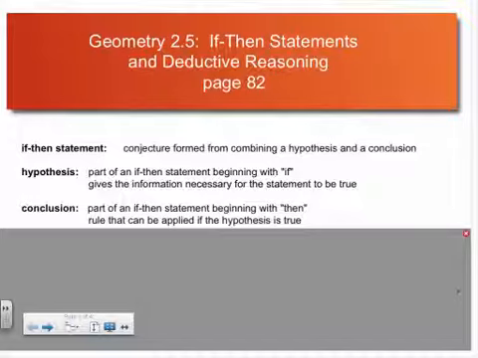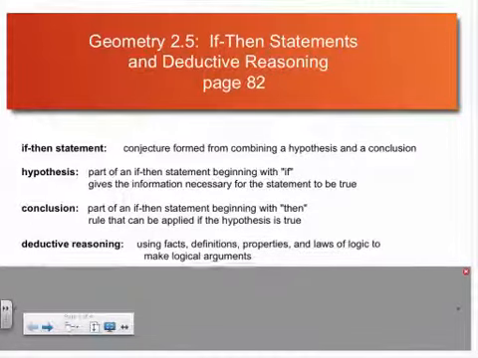Remember, in Chapter 1 we talked about two types of reasoning, inductive and deductive. In inductive reasoning, we're making predictions based on patterns. Deductive reasoning is much more formal but also much more accurate. Deductive reasoning uses facts, definitions, properties, and laws of logic to make logical arguments.